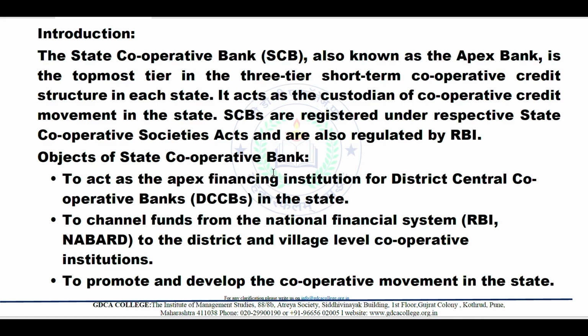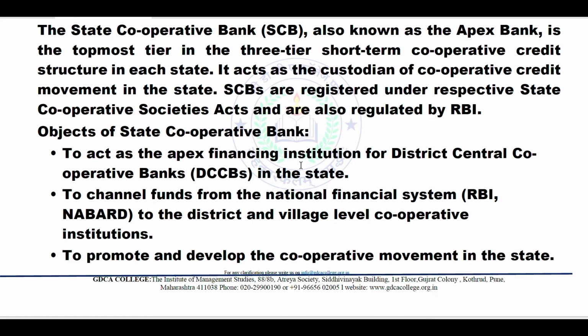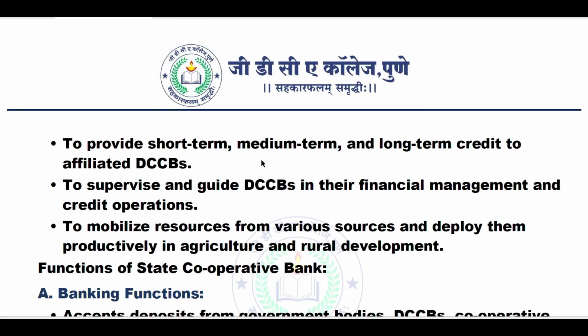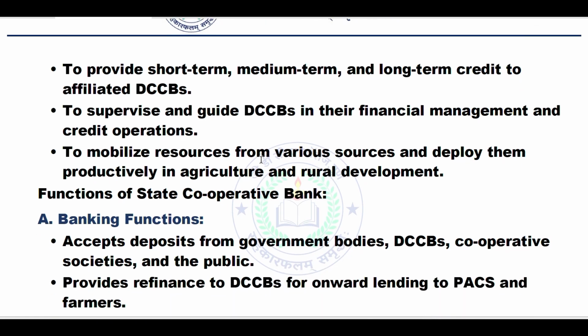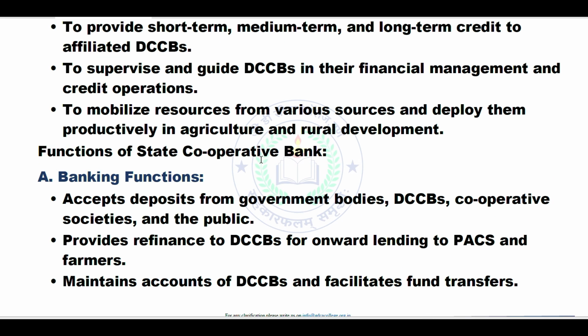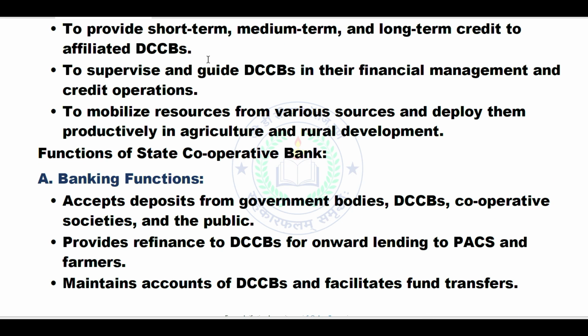Objectives of state cooperative banks: to act as the apex financing institution for district central cooperative banks, that is DCCBs, in the state; to channel funds from the national financial systems, that is RBI and NABARD, to the district and village level cooperative institutions; to promote and develop the cooperative movement in the state; to provide short-term, medium-term, and long-term credit to the affiliated DCCBs; to supervise and guide DCCBs in their financial management and credit operations; to mobilize resources from various sources and deploy them productively in agricultural and rural development.